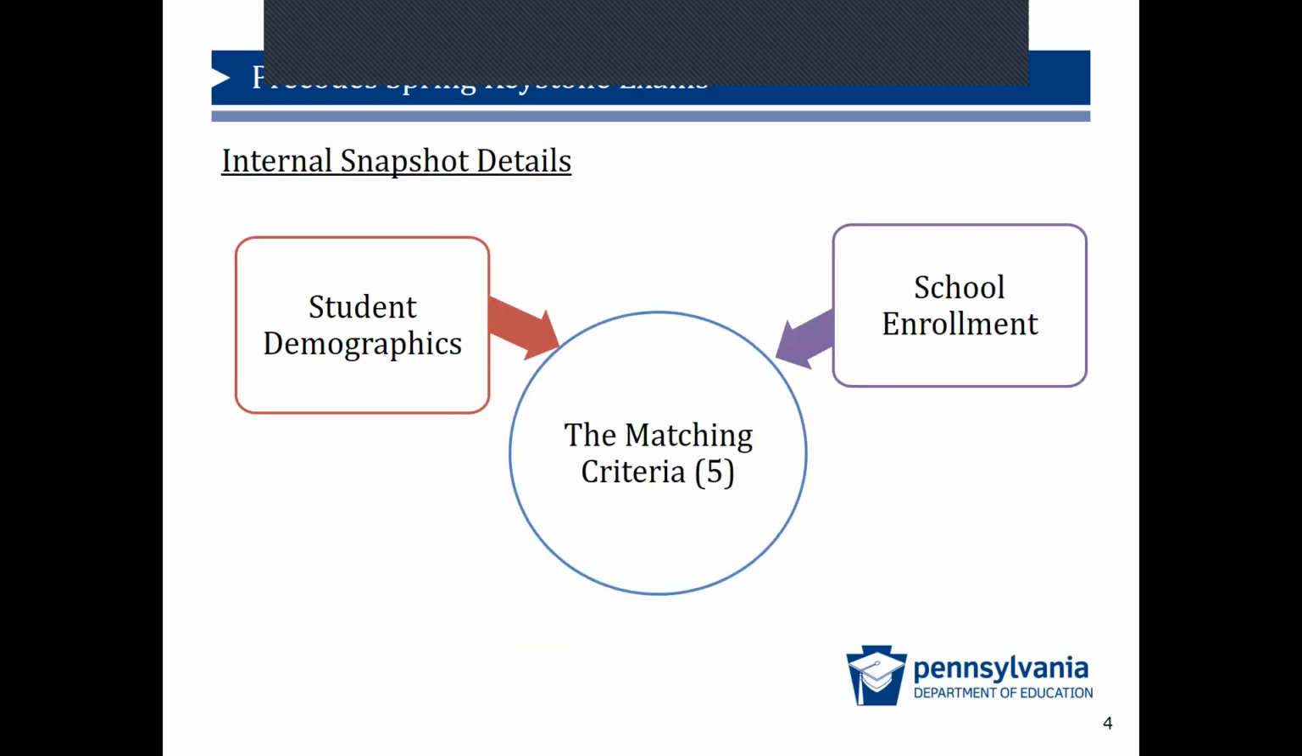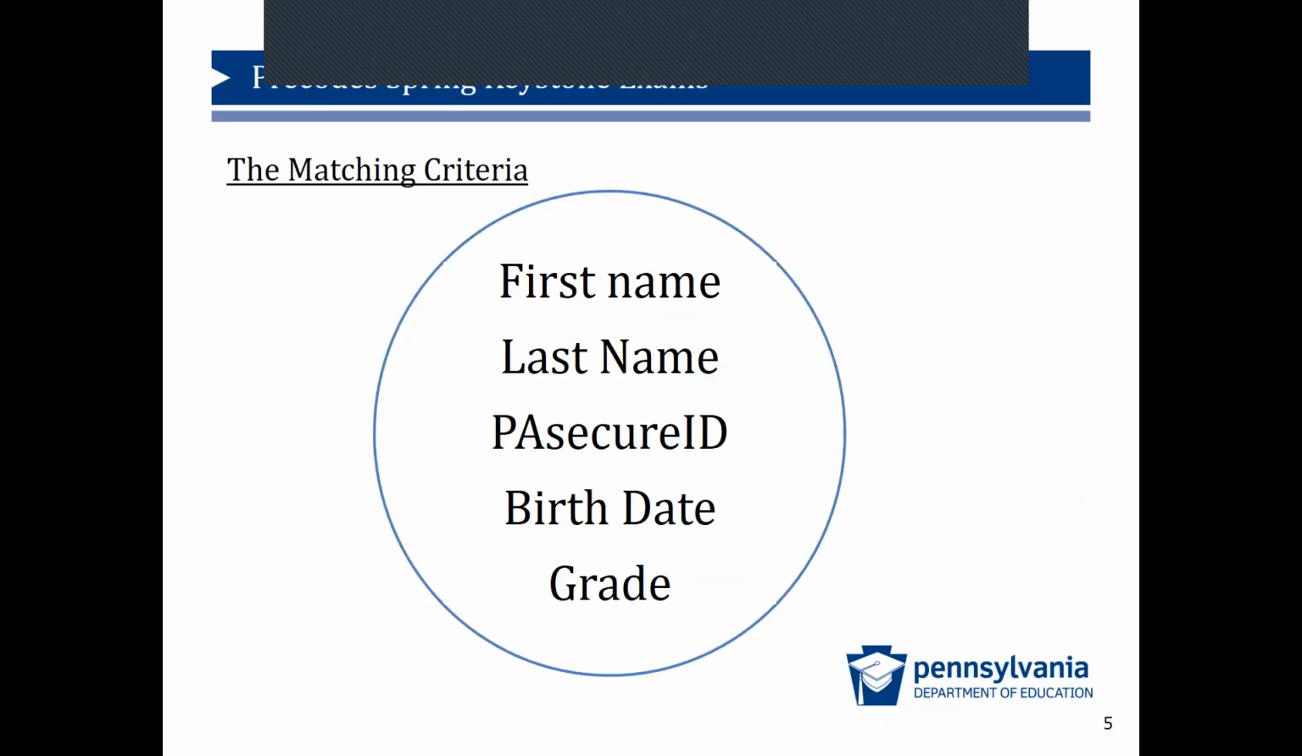This is an overview of the details we will be discussing for the precodes for Spring Keystone Exam's internal snapshot. It begins with the student in the blue circle, which includes the student's 5 matching criteria. The other boxes include data about the student. These include the student's demographics and school enrollment. It is very important that the 5 matching criteria are correct.